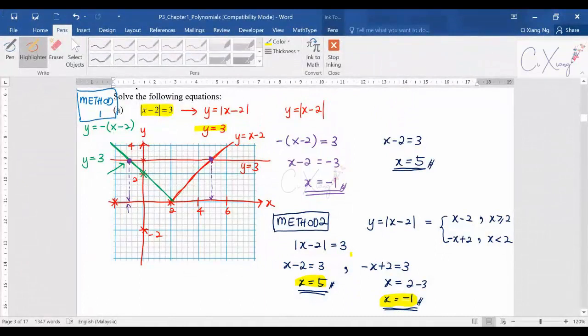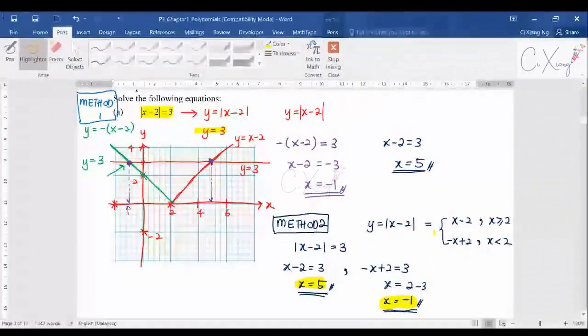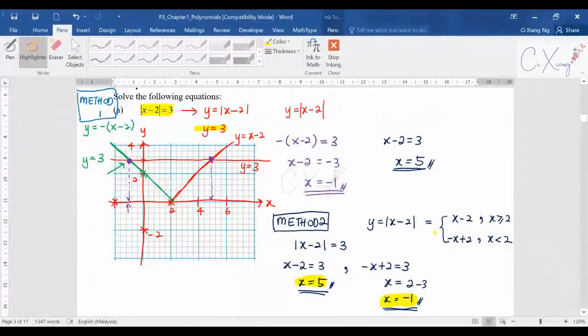Okay, so for method number 2, you don't need to draw the graph. You just apply the formula for non-modulus form, and then apply it in your calculation. Then you can surely get the answer. The answer is still the same. So comparatively, you will see that method 2 is not a bad method because it saves time and also it is quite easy for you to get the answer. So you can compare and see which one you understand better.